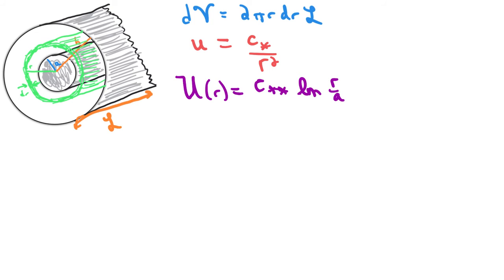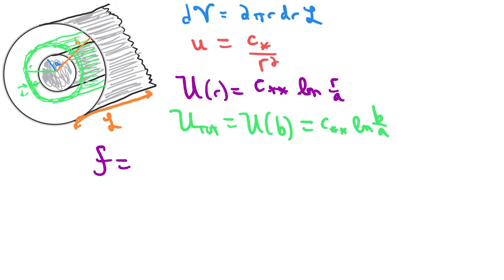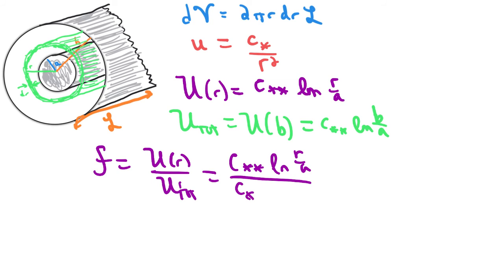Okay. But of course, the total energy inside the thing, which we might call U total, is of course just the energy contained in a cylinder of radius b. So it's going to be C double star, natural log b over a. And therefore, the fraction we want, the fraction of total energy within our cylinder, is U of r over U total, which is C double star natural log r over a over C double star natural log b over a.